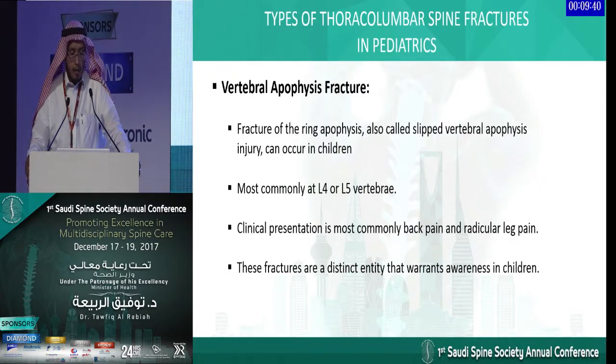The vertebral apophysis fracture is distinct for children because they have the unfused apophysis. It's a fracture of the ring apophysis, and some call it the slipped vertebral apophysis injury. It most commonly happens in the lumbar vertebrae L4 and L5. The clinical presentation is most commonly back pain and radicular leg pain.